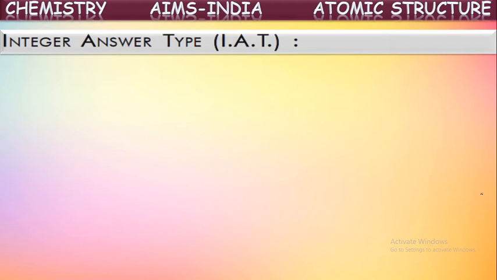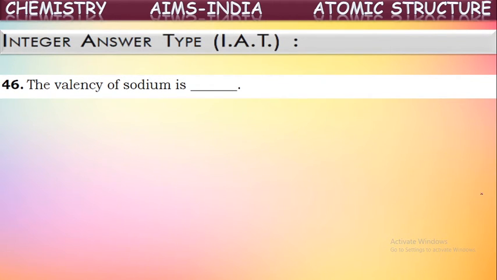Okay, next, integer type questions. The valency of sodium is. What is the valency of sodium? We know atomic number of sodium is 11. Its configuration is 2, 8, 1. Now, as it has only one electron in the outermost shell, it will be ready to lose one electron, and hence it becomes stable. So its valence is 1.